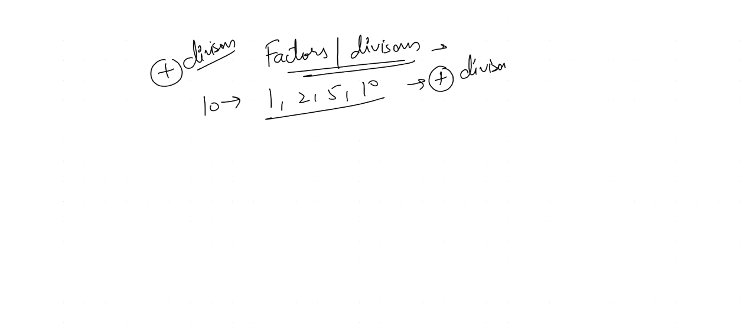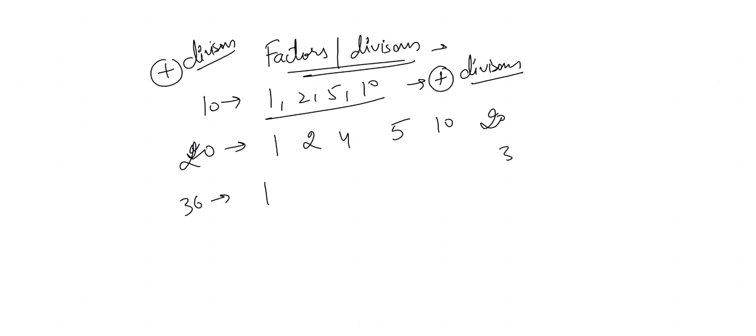If we talk about, let's say 20, the best way to get all the factors is to write them in pairs. Pairs as in 1 into 20 is 20, 2 into 10, 4 into 5 is 20. That way you won't miss any number. Let's say 36: 1 into 36, 2 into 18, 3 into 12, 4 into 9, and 6 into 6. That's how we can write all the factors.